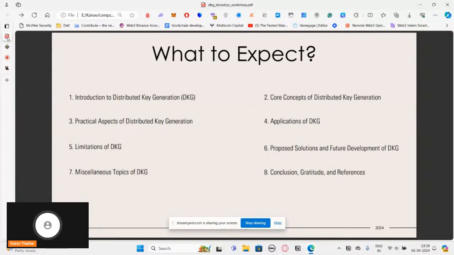In the seventh, there are some miscellaneous topics of DKG, including one where some researchers are trying to reduce the computational cost by applying a sparse matrix DKG algorithm. And at the end, we'll summarize the content and the necessary references.